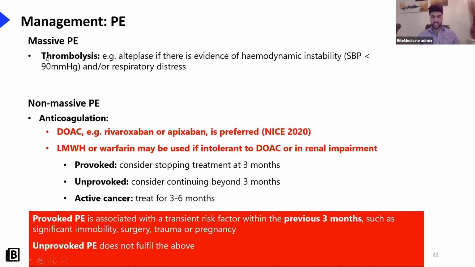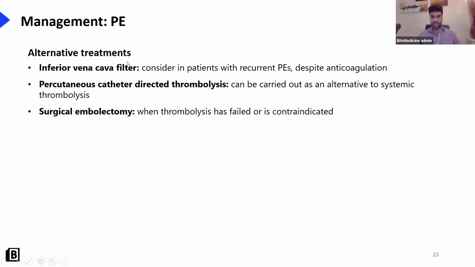There are some additional treatments for a PE that you don't really need to know much about, but they may crop up here and there. I doubt you'd be tested on them in your exams. But if patients have recurrent PEs, you can put a filter in the inferior vena cava to stop those clots embolizing from the legs up to the lungs. So it's like a mesh which catches the clots before they get to the lung.